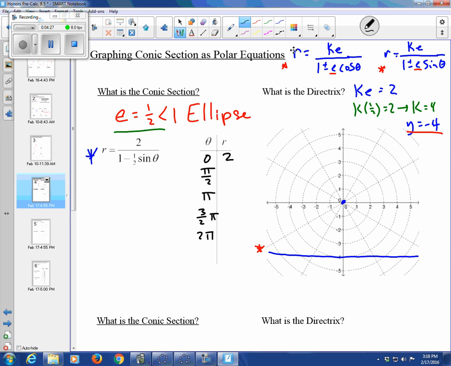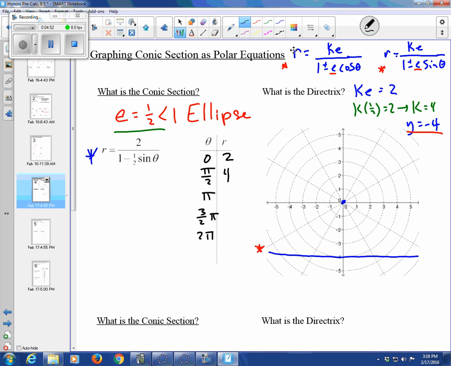For a rotation of pi over 2, we are going to get a sine value of 1. So that's going to be 1 minus 1/2. And that gives us 2 divided by 1/2, which is 4. For a rotation of pi, so a half rotation, we can say that sine is going to be 0 again.